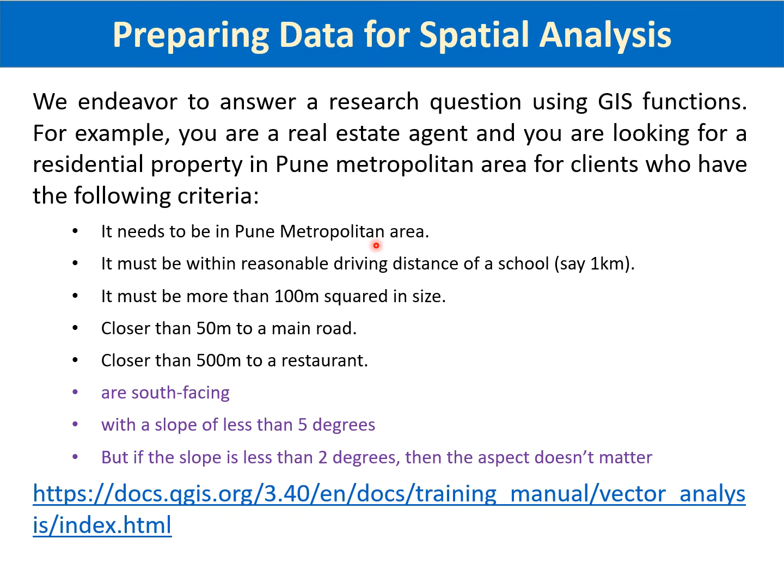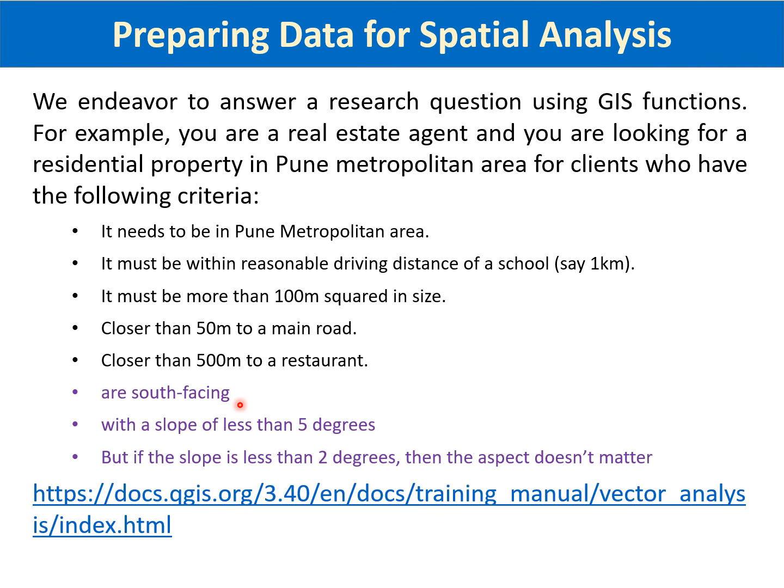We will define the extent of the area, and it must be within a reasonable driving distance of a school, say less than 1 kilometer. The area of the building must be more than 100 square meters, and it must be closer than 50 meters to a main road and closer than 500 meters to a restaurant. It is south facing, with a slope of less than 5 degrees, and in case the slope is less than 2 degrees, then aspect doesn't matter. That is, in which direction it is facing doesn't matter. So these are all the criteria that we have with us.